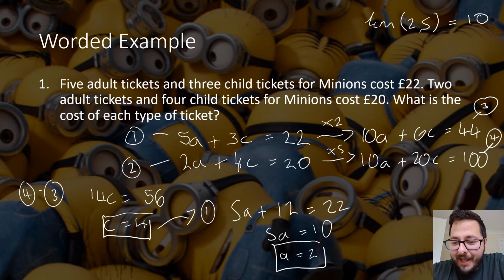So an adult ticket costs half of a child's ticket. I don't know what crazy cinema this is. Normally the adults pay more, but then I suppose if you're forcing an adult to watch Minions, they should get a half price ticket. So there we go.